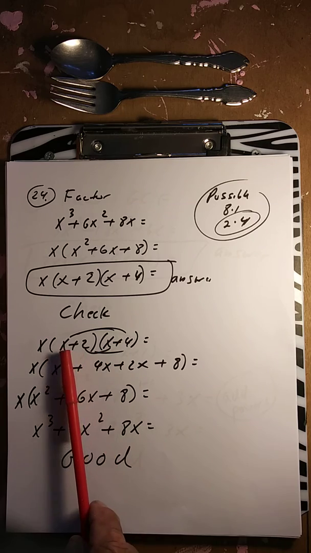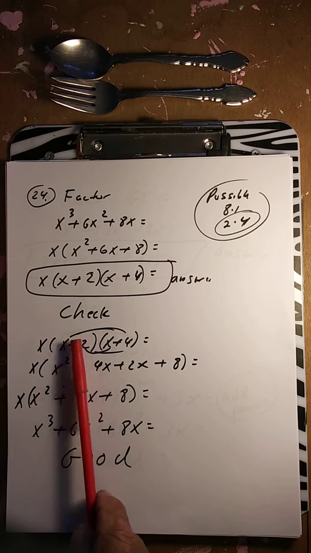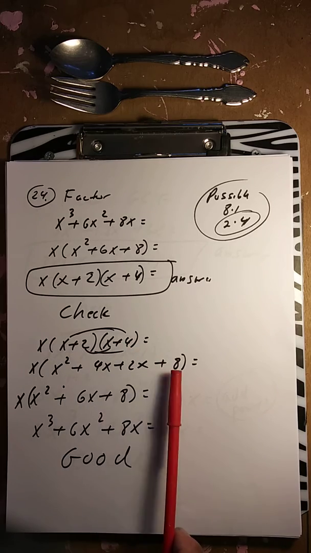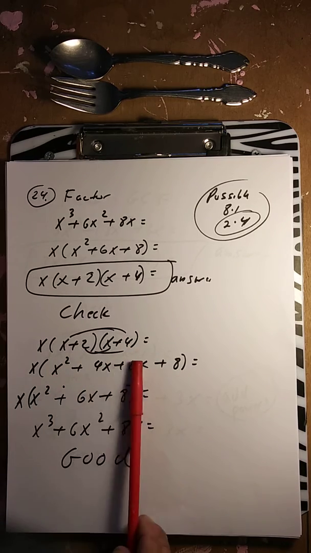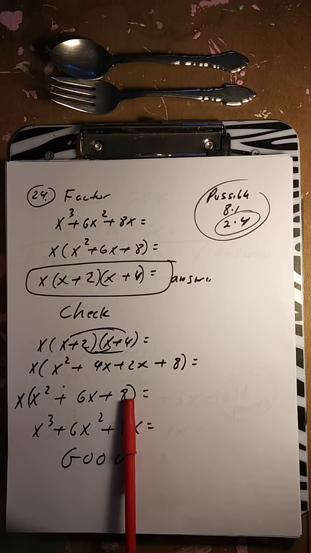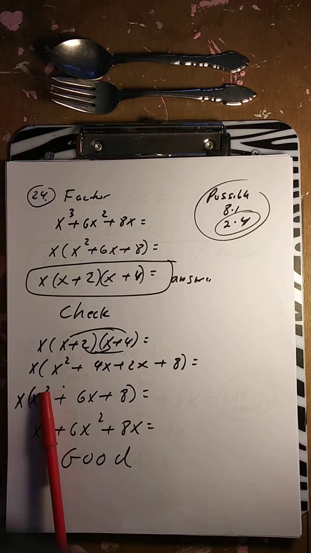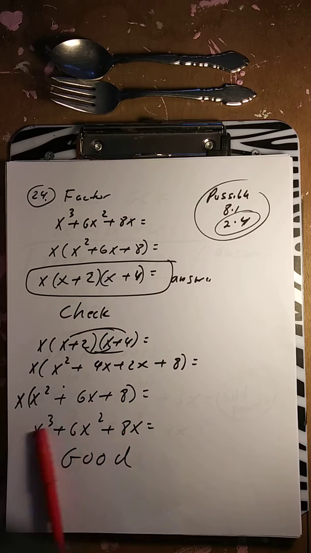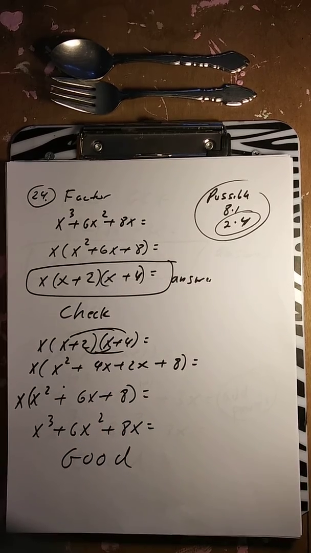x times (x plus 2). So, ready? x times x is x squared. x times 4 is 4x. 2 times x is 2x. And 2 times 4 is 8. x squared plus 6x plus 8. And then multiply this. x times that is x cubed. x times that, 6x squared. x times that, 8x. Does this match? Yes. It's the right answer.